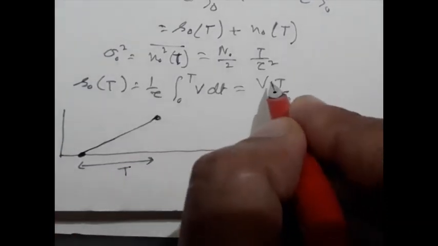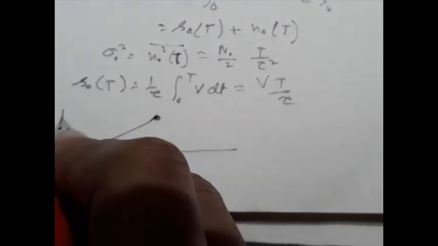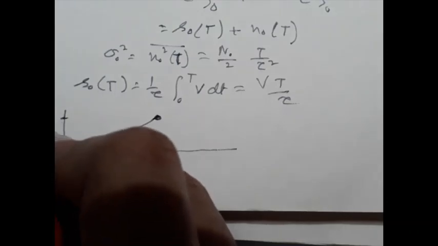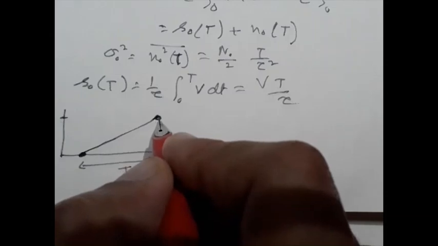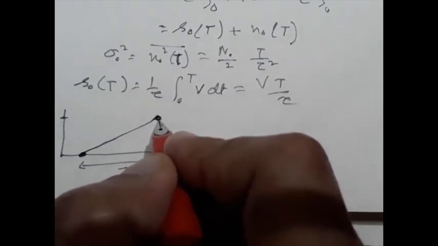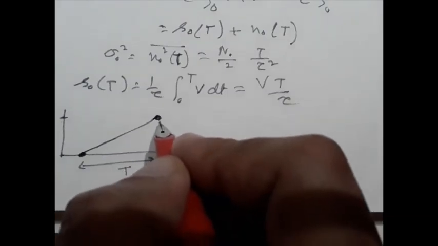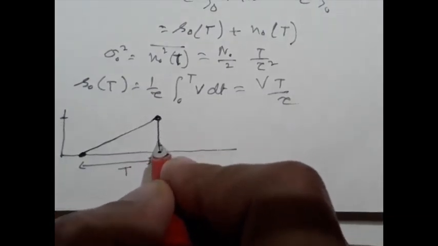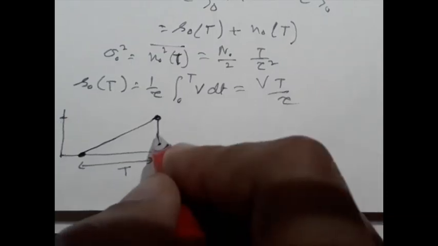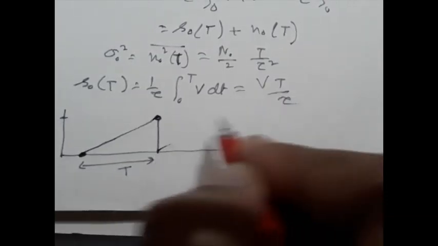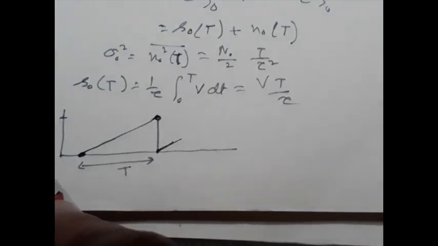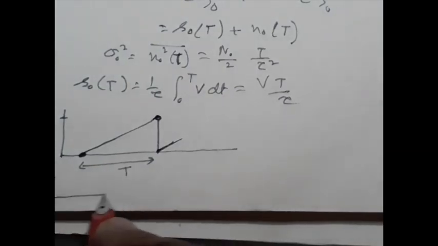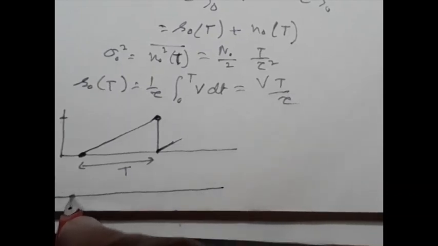So this peak voltage is VT by tau here. This voltage is VT by tau. So this is the signal part, and we will take the sample at this time. Then we will switch on the dump switch. So it will fall here, and then again the next bit will start. Now what happens to the noise during this time?